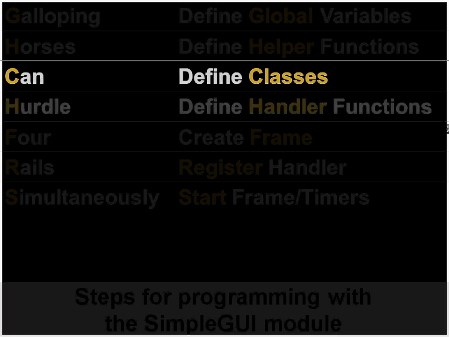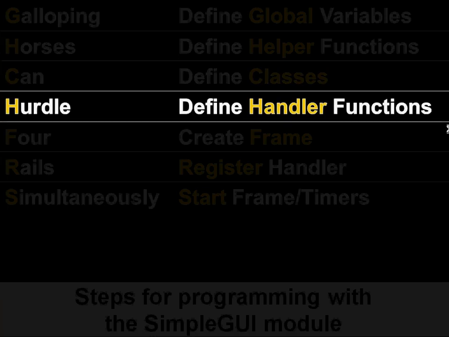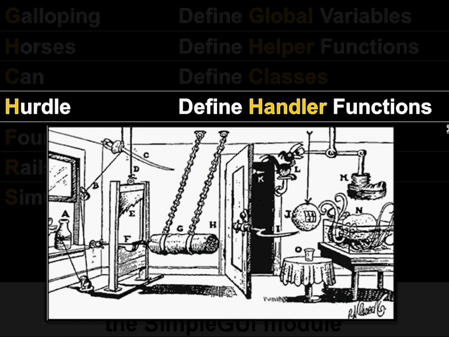The next word in our phrase is hurdle, and the H stands for handler functions. Remember, a handler function is tied to an event handler and only executes when that event occurs, such as the click of a mouse button. It's sort of like a Rube Goldberg machine. Perhaps you've seen one of these ridiculous machines in a drawing.